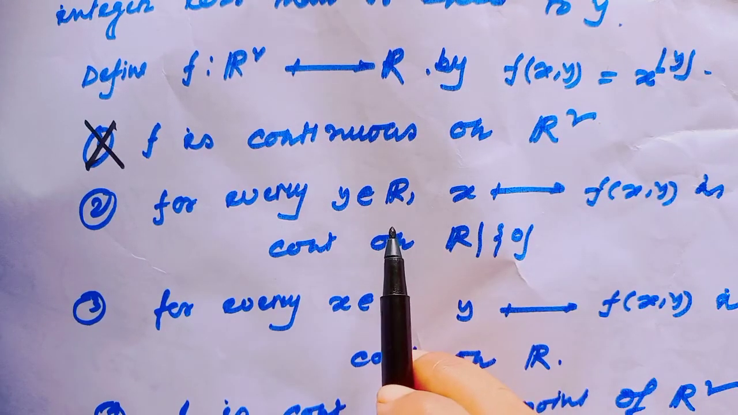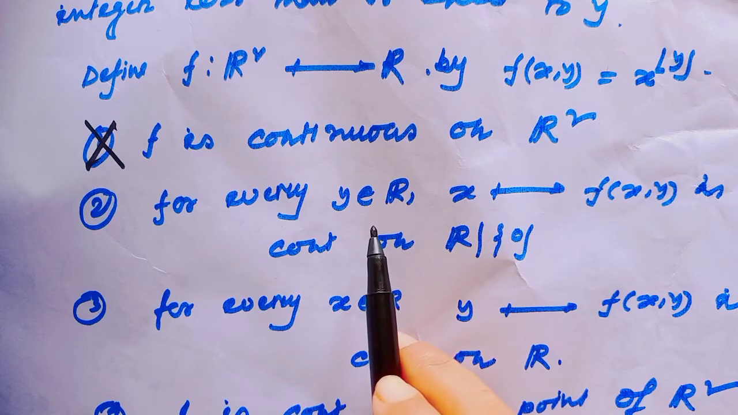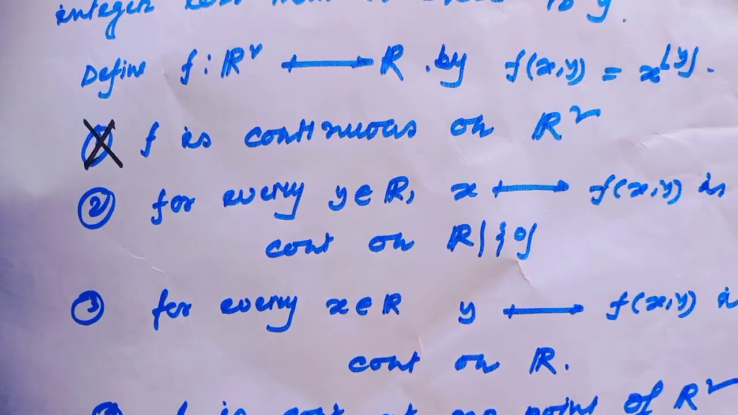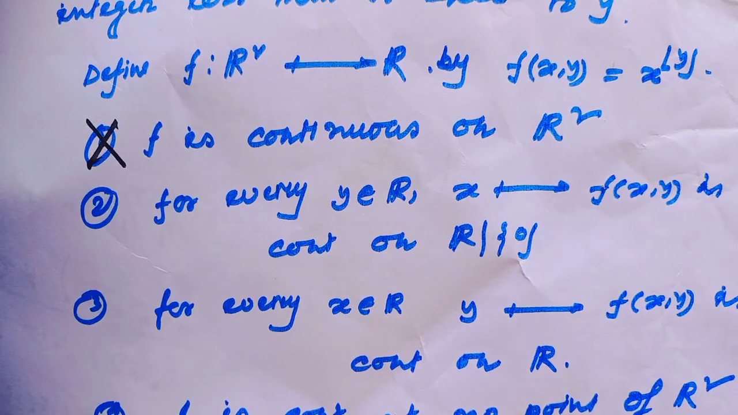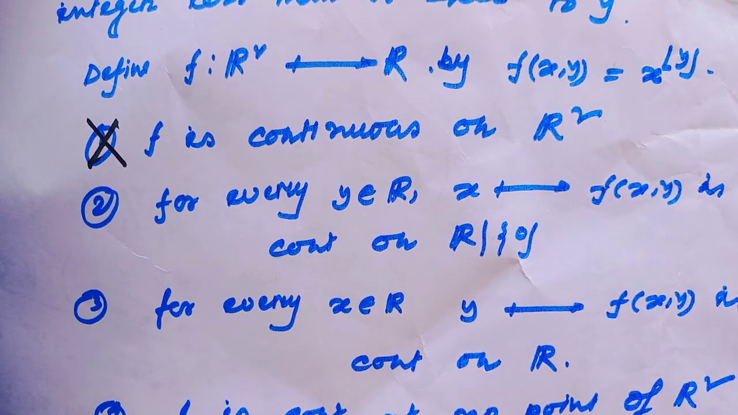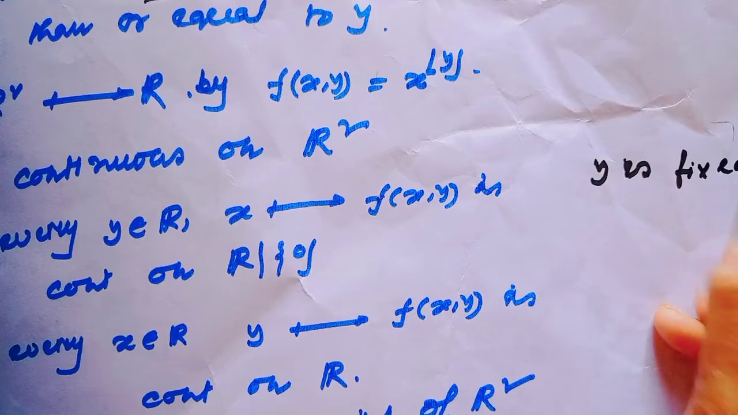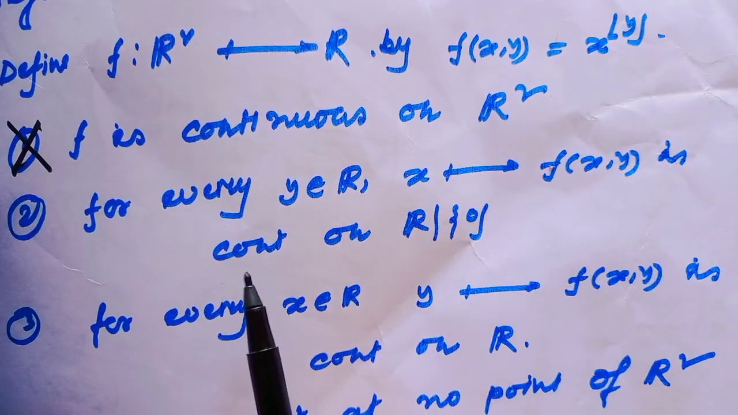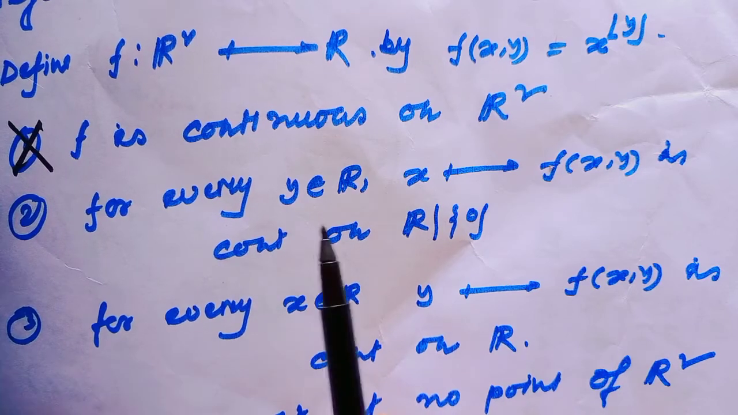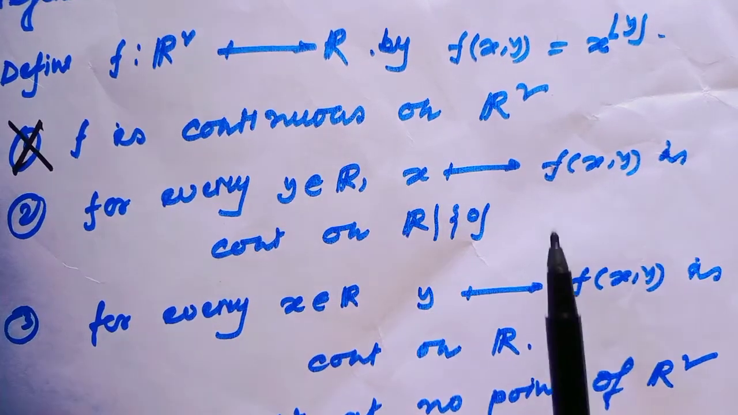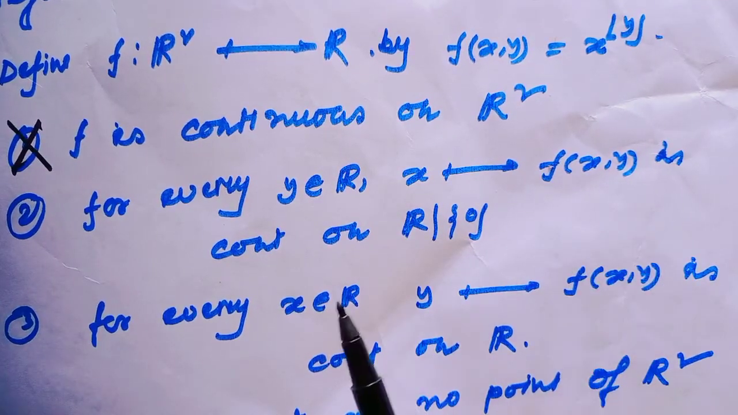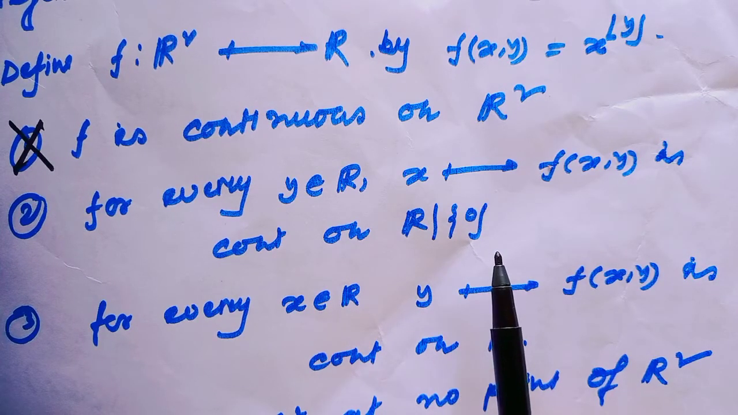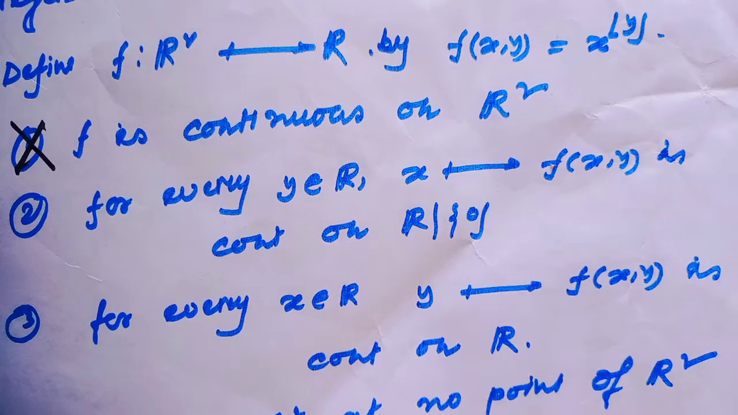Here, notice, for every y belongs to R, y is fixed. And we have to prove that for every y belongs to R, x maps to f(x,y) is continuous on R omitted with singleton set {0}.